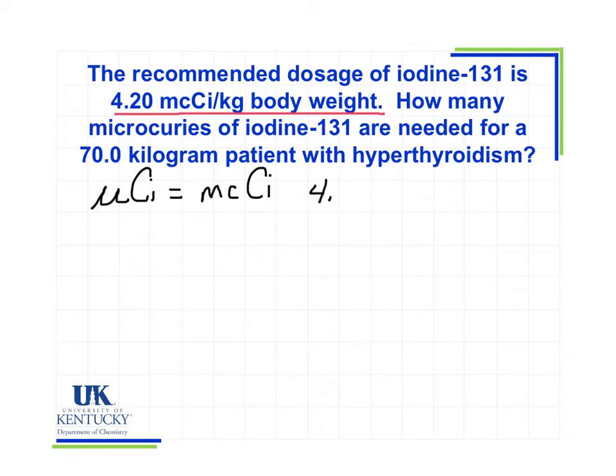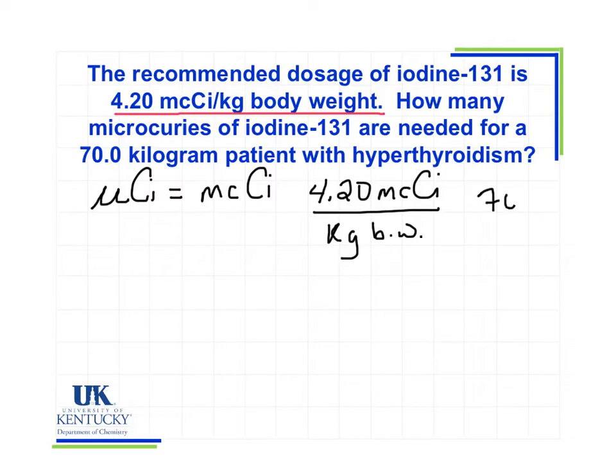So I have 4.20 mCi, and I'm going to put kilogram, and I'm going to put BW to remind me this is body weight. Sometimes we have units that are milligrams of medicine per kilogram of body weight, and I can't cancel those out even though they're both masses, because they're masses of two different substances. And so it's how many microcuries of iodine-131 are needed for a patient that's 70 kilograms.